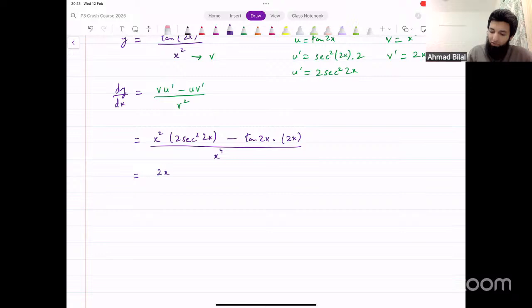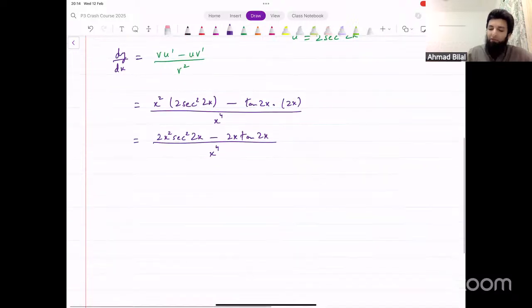If we want, we can simplify this a bit. 2x squared secant squared 2x minus 2x into tan of 2x. Remember, this 2x is inside tan. We cannot multiply that with this 2x. That's outside tan. In the denominator, we have x raised to power 4. If we want, we can take x common from the numerator to simplify this. But that's just simplification, right? The differentiation process is just until this point.